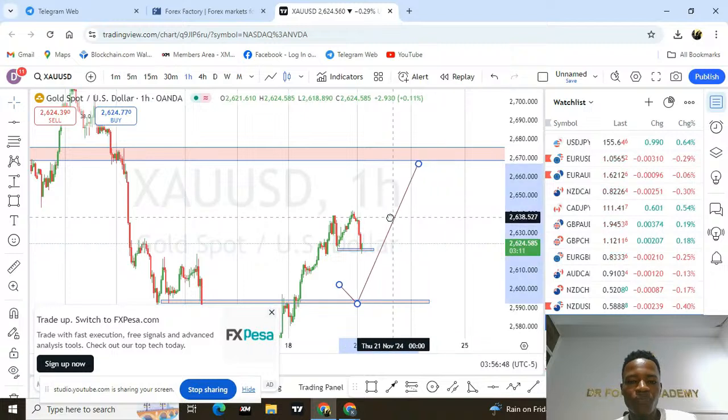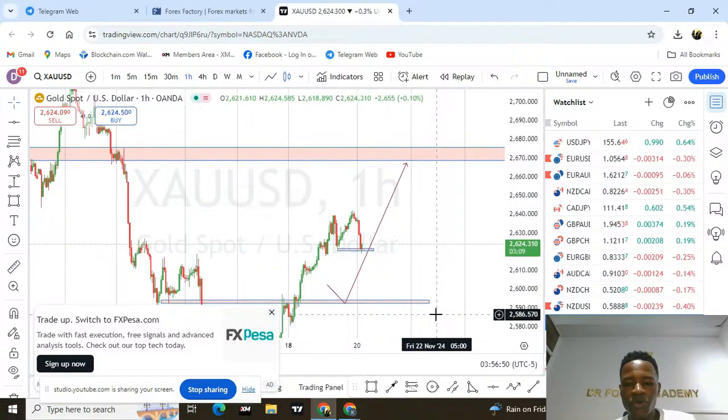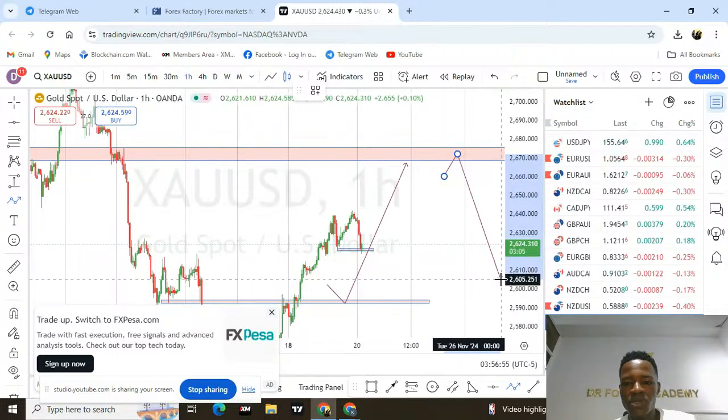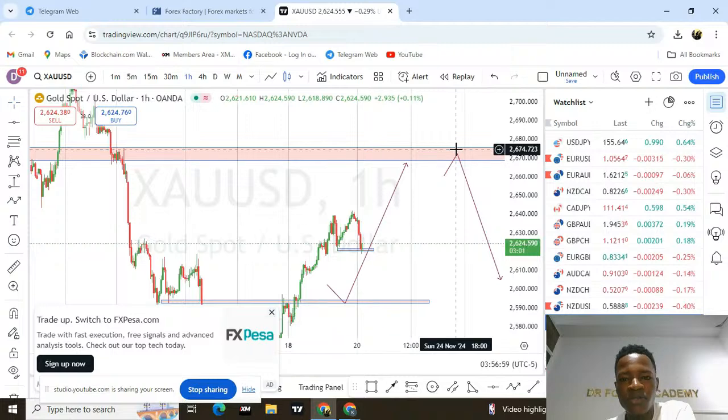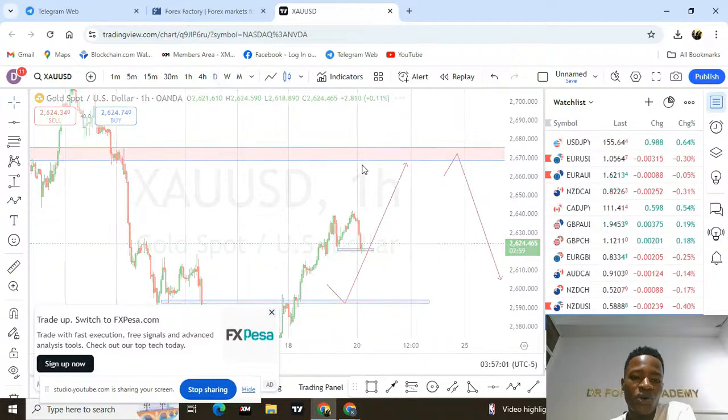So let me show you a buy up to that point and a sell again. Now we look for more sales. We continue selling gold up to that area. The reason is the inverse head and shoulder, and now we wait for this market on the daily time frame, where we have an OB there.